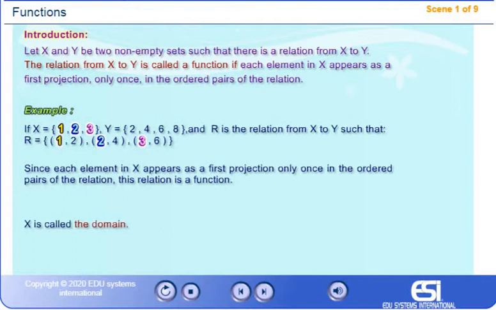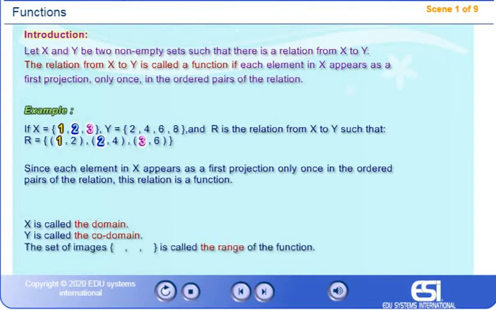X is called the domain. Y is called the codomain. The set of images 2, 4 and 6 is called the range of the function.